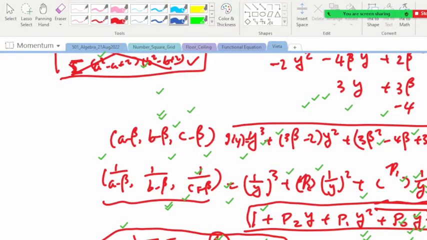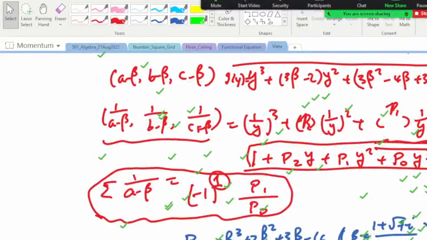Samuel Lee, why do you keep annotating random stuff? Okay, so this is equal to -2. Why does Samuel Lee keep annotating random stuff?